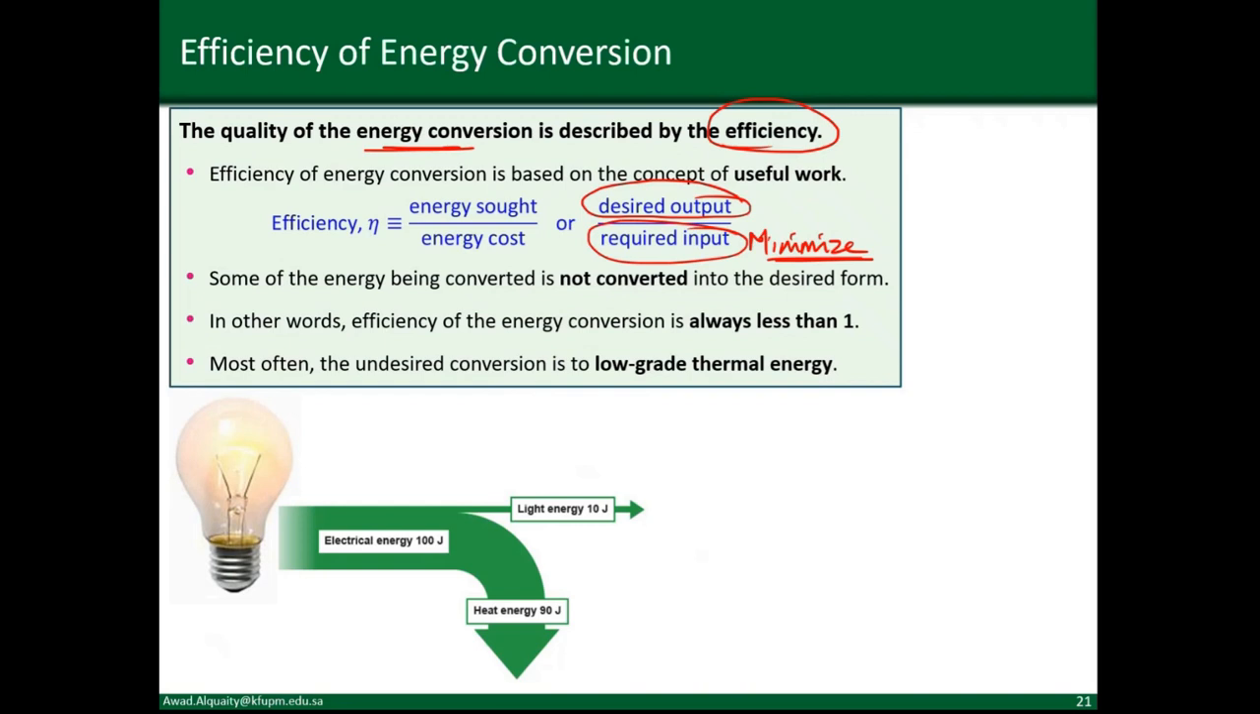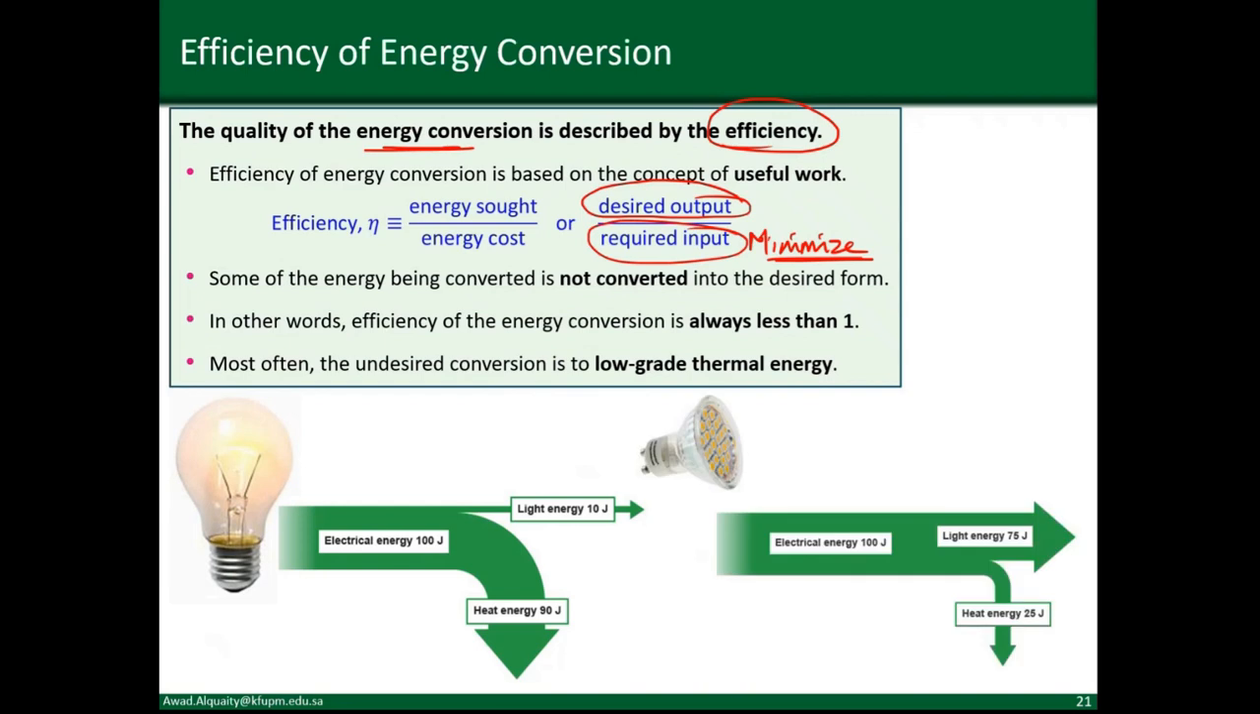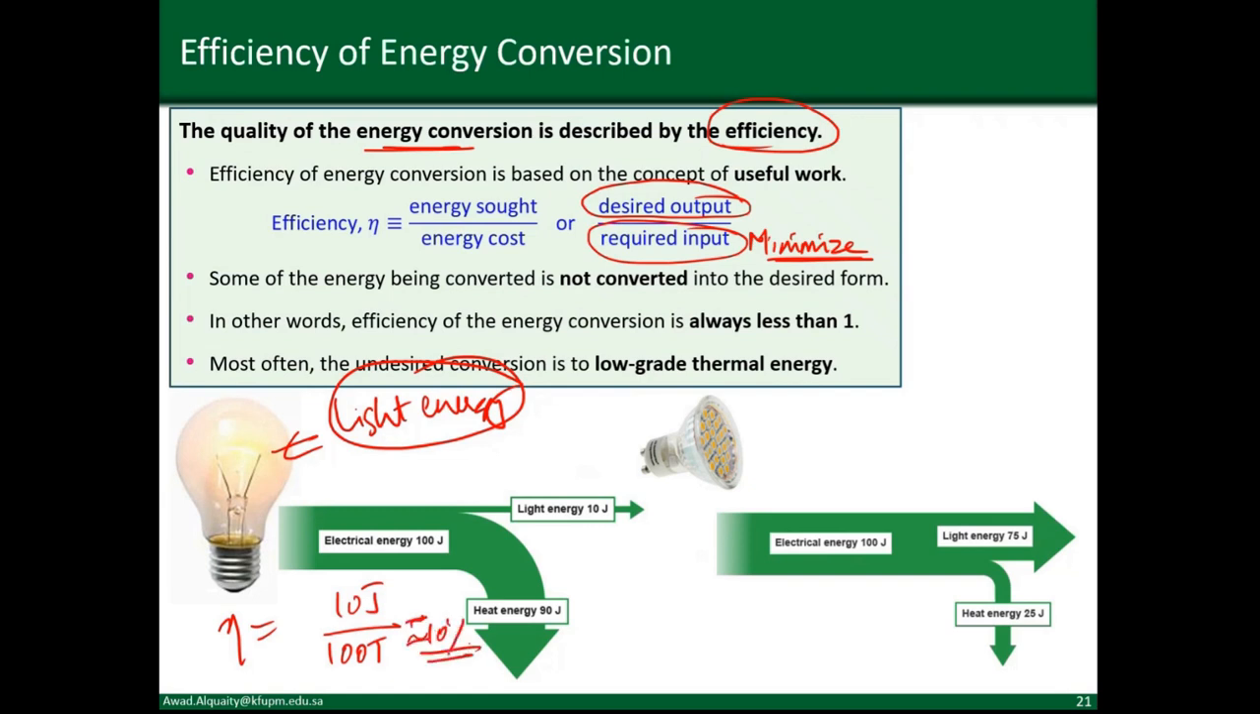Now, let's take an example of a light bulb. Okay, so when you're looking at a light bulb, the whole purpose of purchasing a light bulb is because you want light energy. That's all you care about, right? And now, in terms of its efficiency, if you're talking about an incandescent light bulb like the one we have on the left, well, the useful output is the light energy, which is 10 joules. But the required input is the electrical energy, which in this case is 100 joules. So its efficiency is 10%, right?